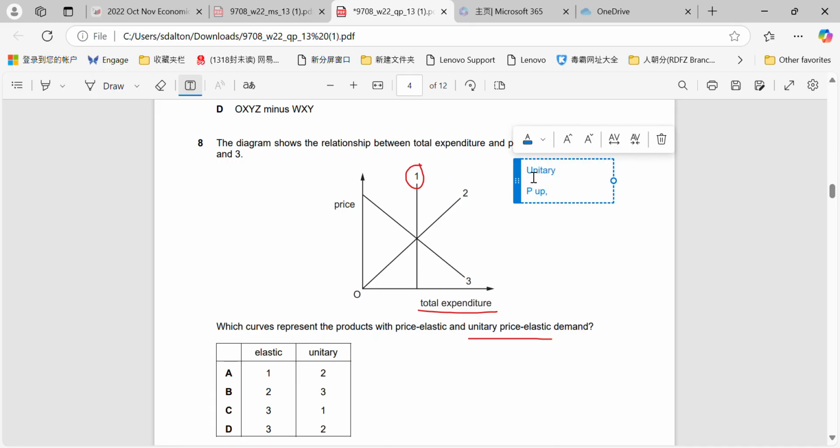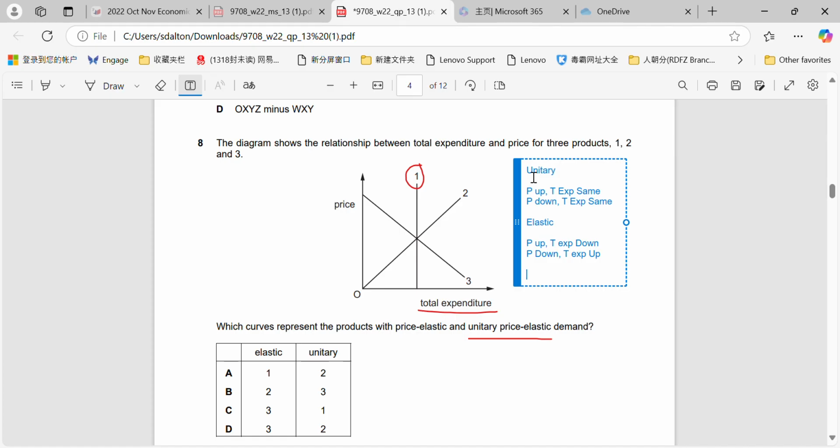If we just quickly reference this: price up, let's call it total expenditure, or total revenue, it's the same thing, right? Total revenue is the same, it doesn't change. Price goes down, total expenditure or total revenue is the exact same. If it is elastic, price goes up, total expenditure goes down; price goes down, total expenditure goes up. If it is inelastic, then price goes up, total expenditure goes up; price goes down, total expenditure goes down.